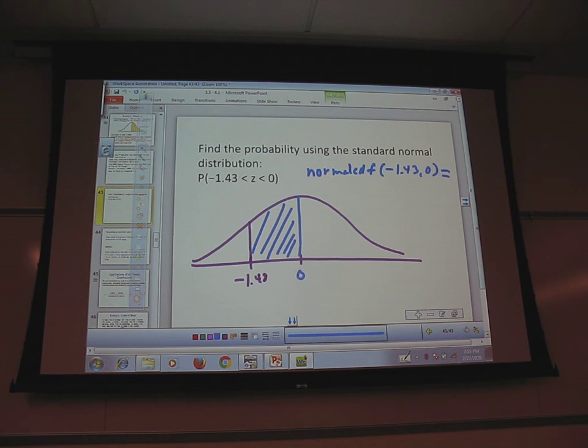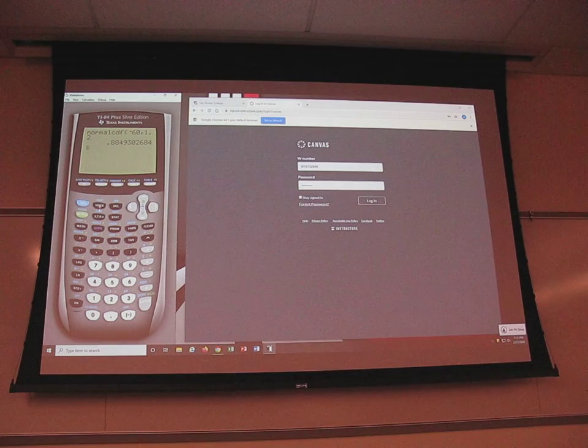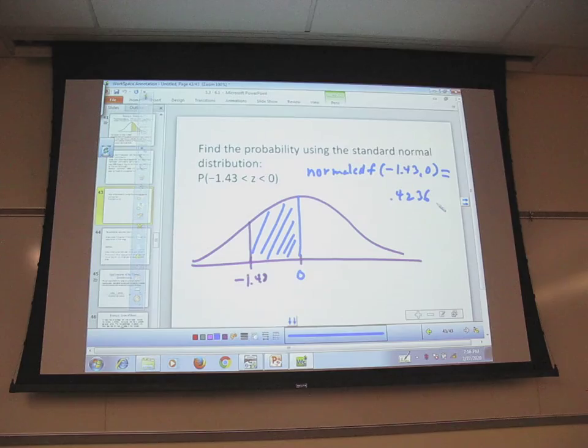So let's do that one together. Again, second bars right here, go down to normal CDF, the second one. Enter, negative, got to use this button down here, negative 1.43, comma 0. Enter. If you get an error, that's because you used the minus sign instead of the negative sign down here. Negative, so that's 0.4236. We usually do 4 decimal places on these.